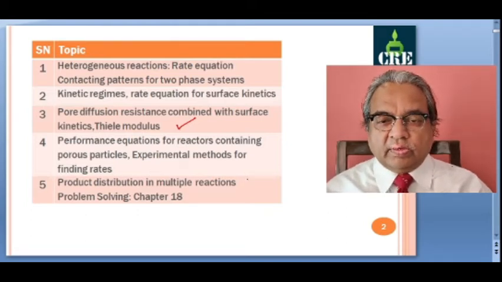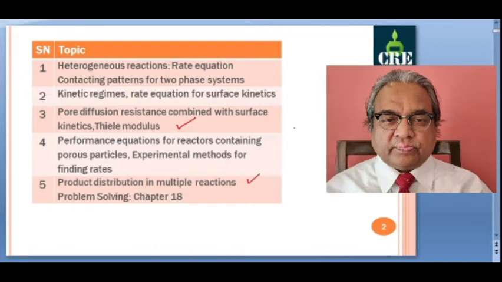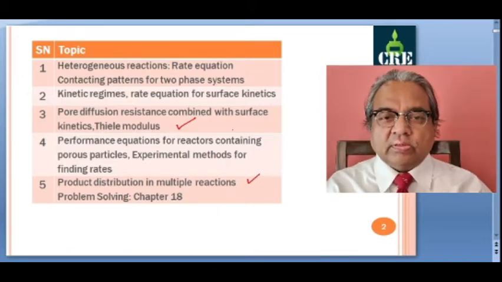Then we will also look into product distribution in multiple reactions, and finally we will solve the problems from the exercise of chapter number 18 of our textbook by Octave Levenspiel.